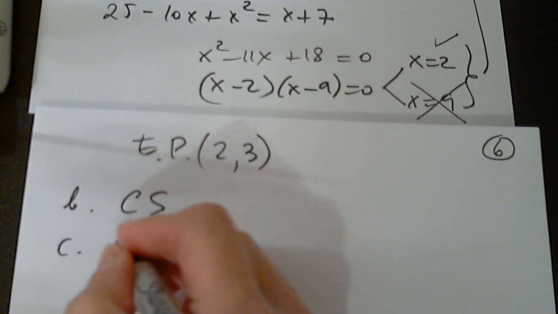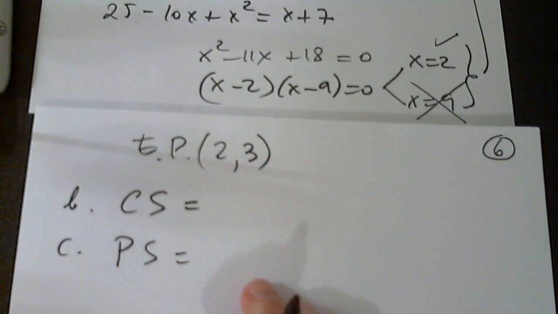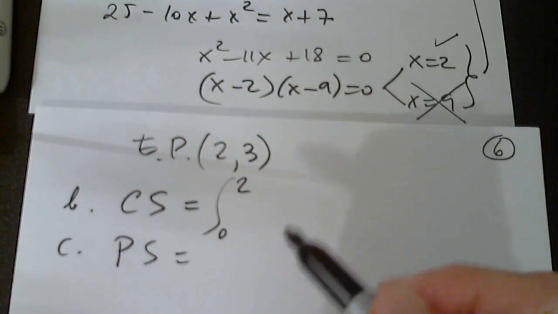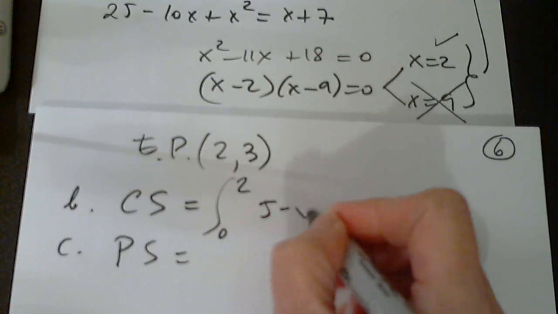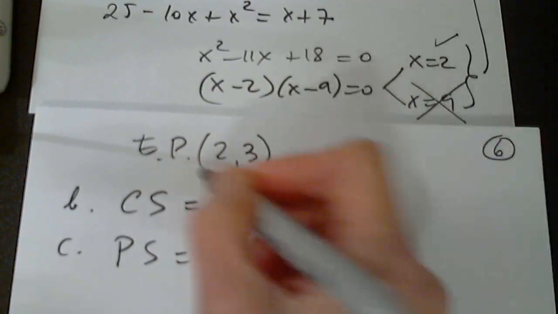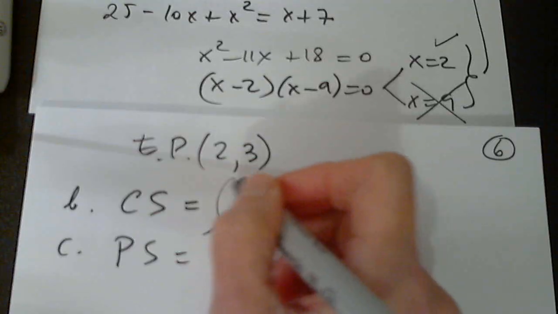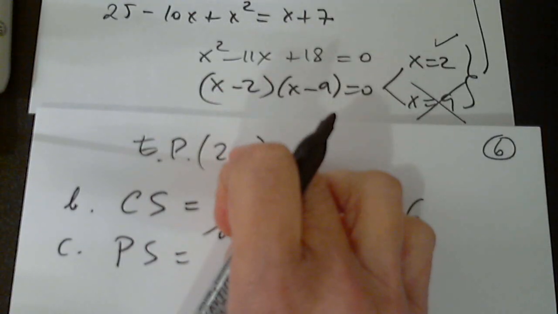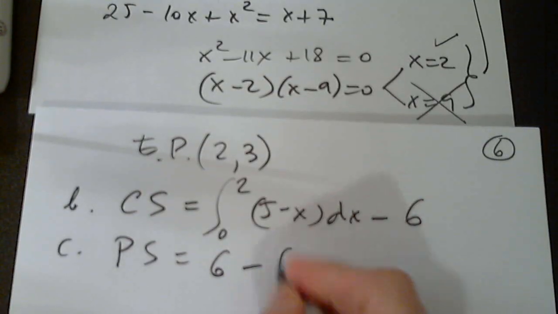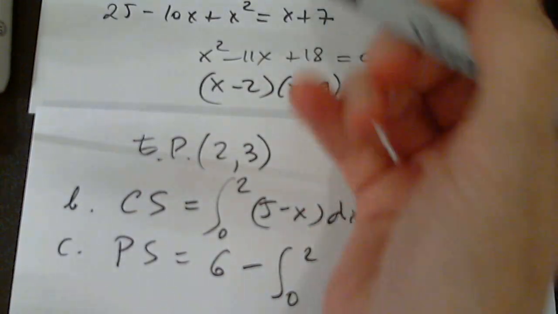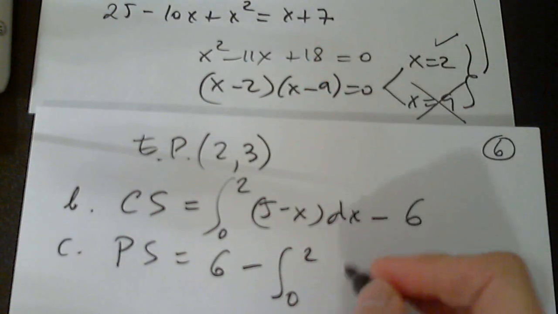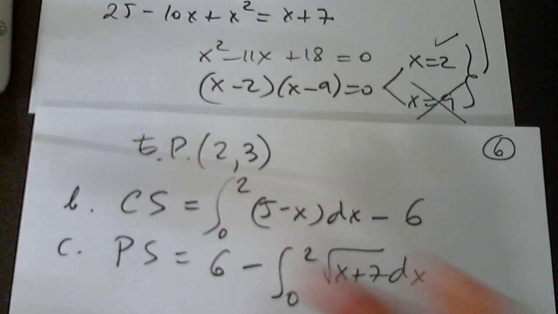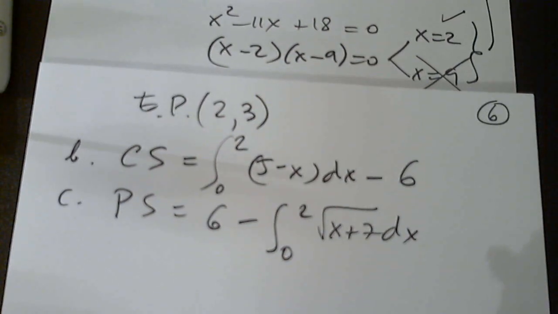The consumer surplus and the producer surplus. Again, this is the integral from 0 to 2 of the demand function, 5 minus x dx, minus this product, base times height. The producer surplus is the other way around. This product minus the integral from 0 to 2, but of the supply function, the square root of x plus 7 dx. And now we have to calculate part B and part C.